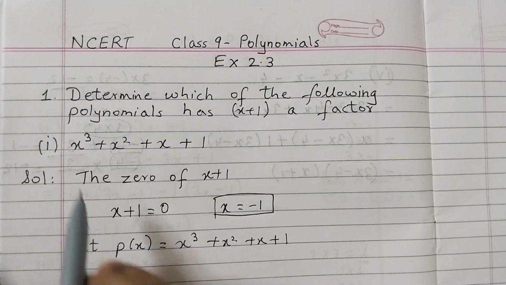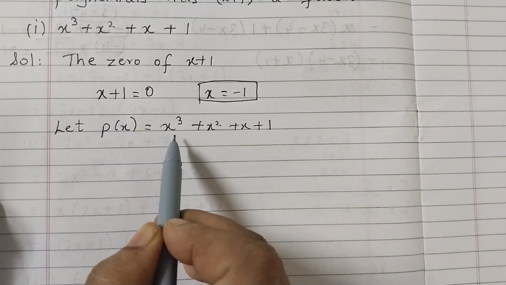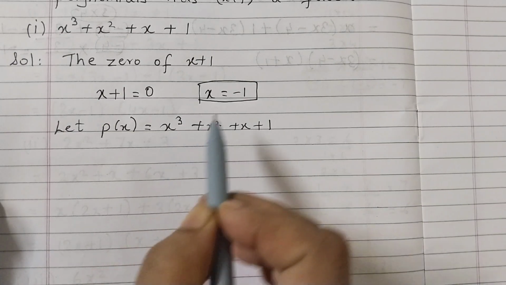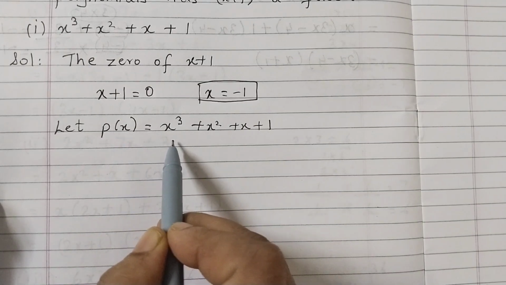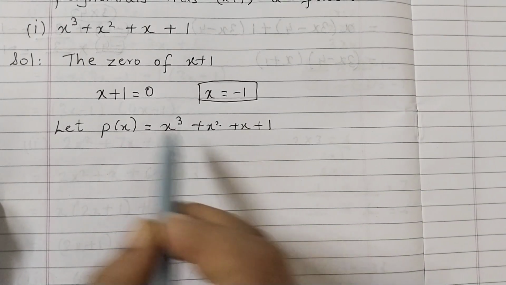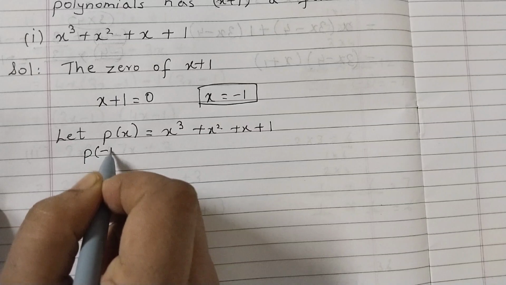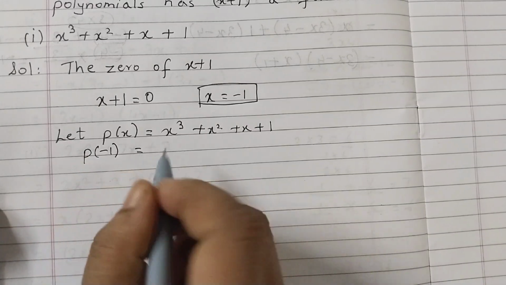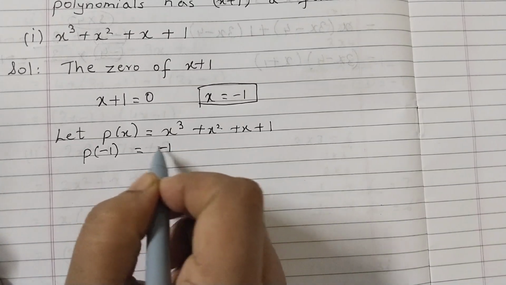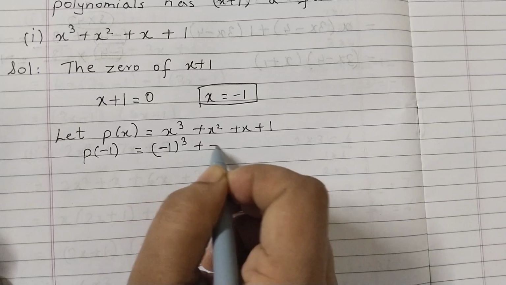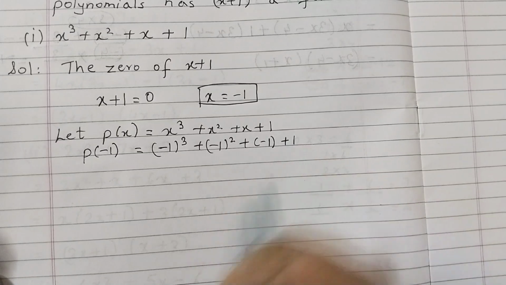Now let p of x be this polynomial. Now to find out if x plus 1 is a factor of the given polynomial, we need to substitute x as minus 1, and if we get a 0, then this x plus 1 is a factor of the given polynomial. P of minus 1 is equal to, wherever x is there, we will substitute minus 1. Minus 1 cubed plus minus 1 squared plus minus 1 plus 1.